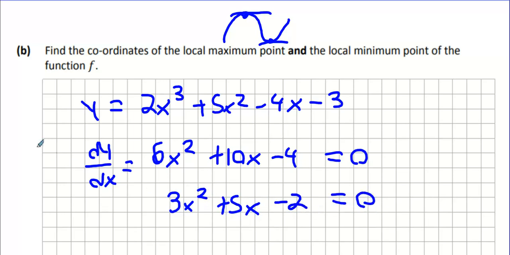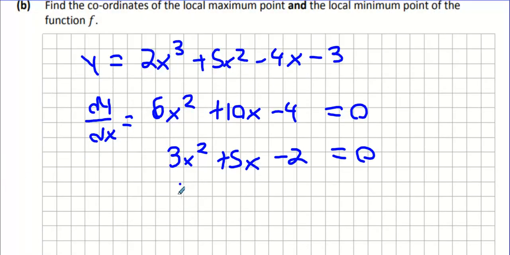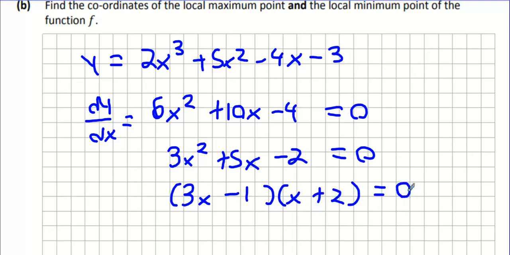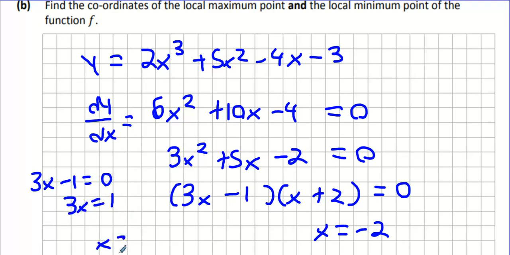Right. I'm just going to be a bit slow. I'm not going to do it the long way, just because I'm saving myself some time here. I'm going to call that +2 and that one -1. I'm going to get x equals -2. 3x equals 1, x equals a third.